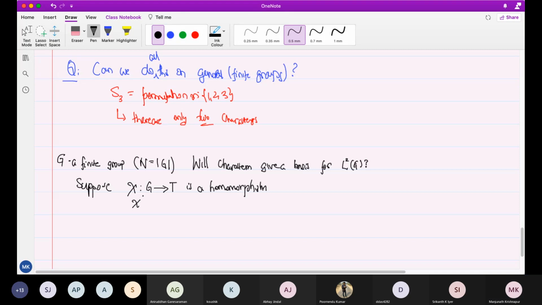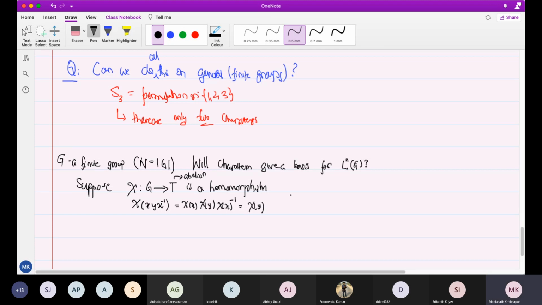Then chi of x, y, x inverse is chi of x, chi of y, chi of x inverse. But this is abelian, the target group is abelian. Therefore, this will cancel, and you just get chi of y. Right? Because the target group is abelian.